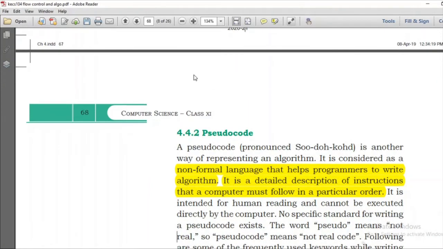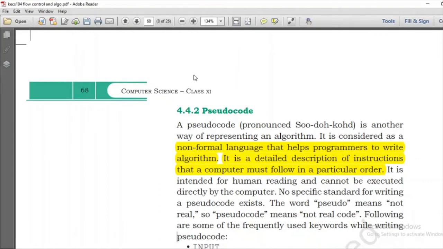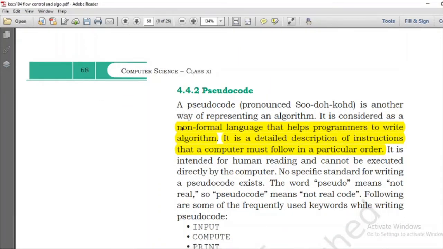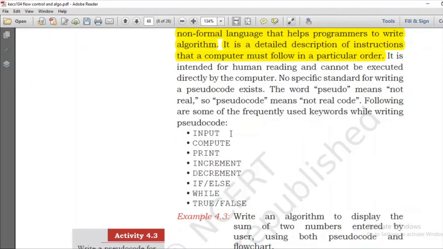Next comes the pseudocode. It is also a type of writing the algorithm. It is a non-formal language that helps programmers to write the algorithm. It is a detailed description of instructions that a computer must follow in a particular order. So you use English language and English instructions to tell what to do. So here are certain commands.